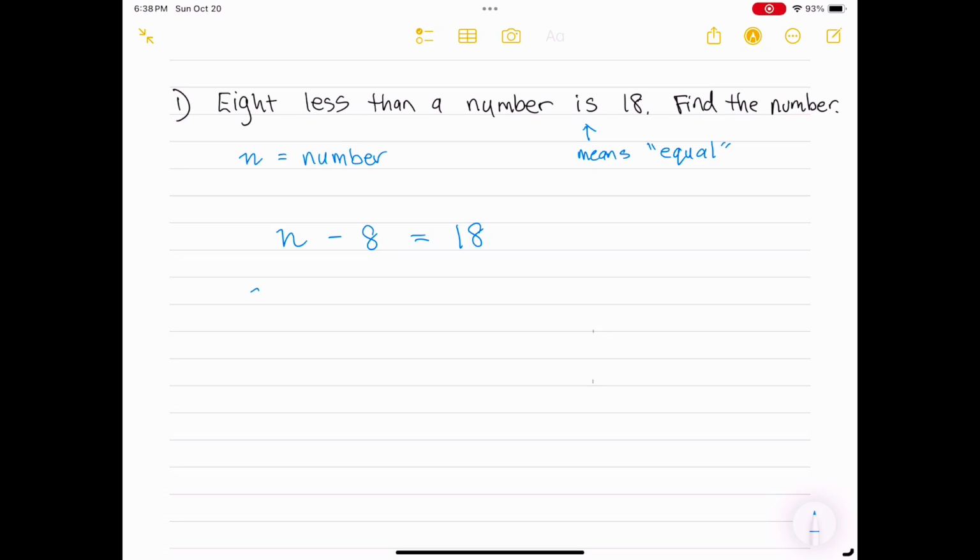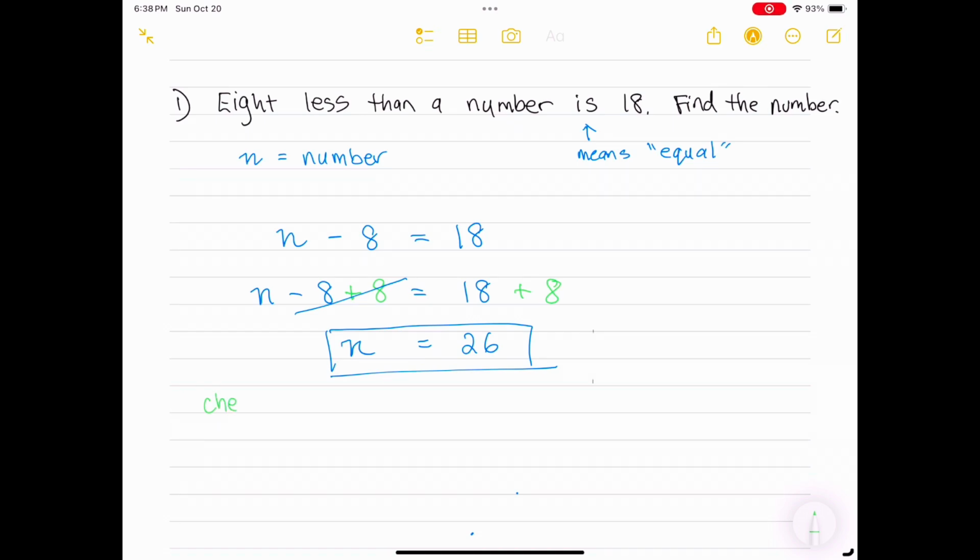Now we solve the equation by putting the variable on the left-hand side of the equation and all the numbers on the right. We do so by adding 8 to both sides of the equation. On the left-hand side, minus 8 plus 8 cancels to 0, leaving n by itself. And on the right-hand side, 18 plus 8 equals 26. So now we have n equals 26.